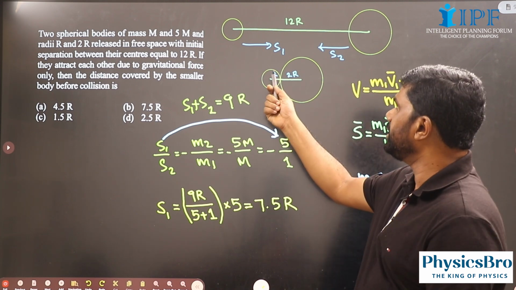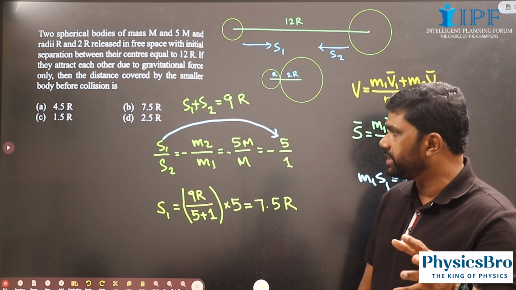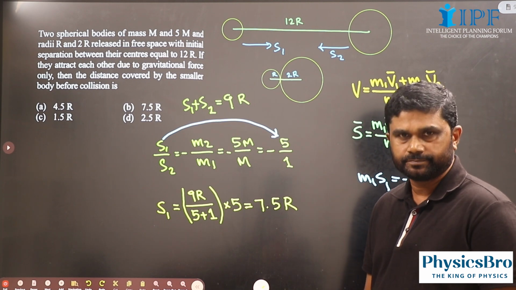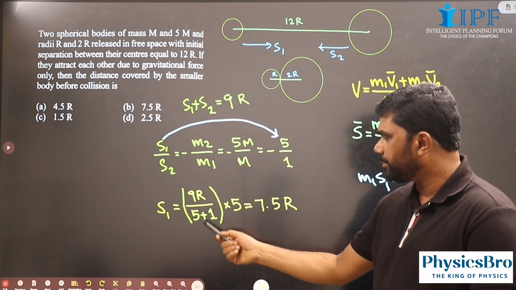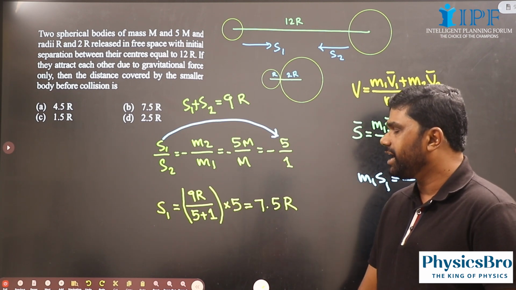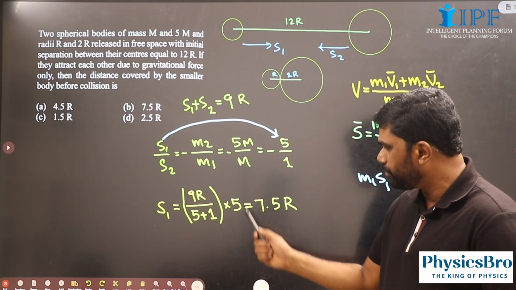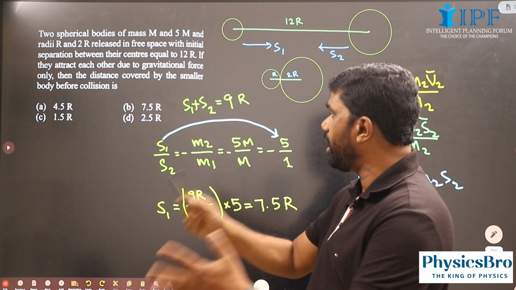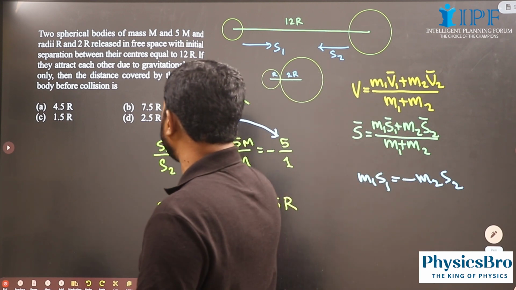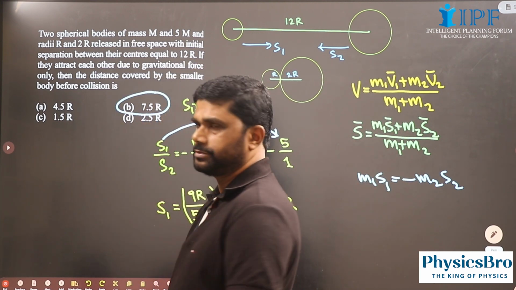That is S1, the displacement of the smaller sphere, and that we have to find out. So it will be 9R by 6 into 5. This 9R by 6 means 3R by 2, that is 1.5R, into 5 will be 7.5R. So this is the correct option.